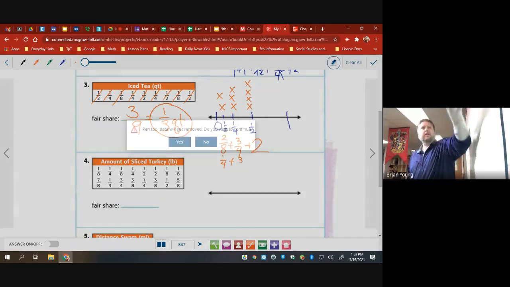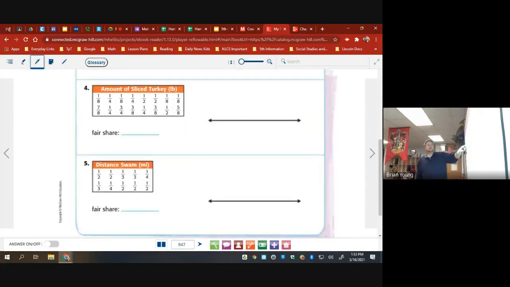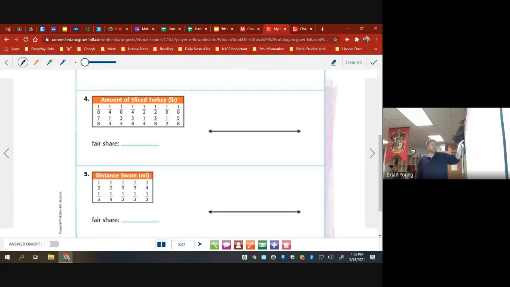I'm going to clear all of it here. All right. Amount of sliced turkey. I like sliced turkey. We have fractions again, so I'm going to go ahead and make my chart like this. Maddie, Gator, what number should I use here and here? Since it's fractions, we can do this fairly quickly. We have an eighth. We have a fourth.